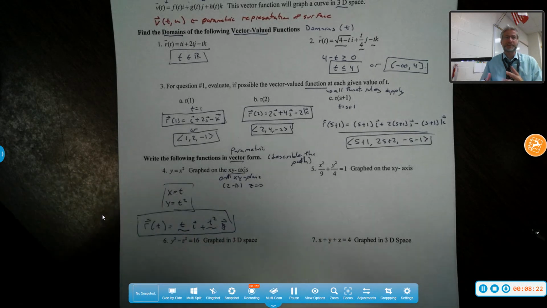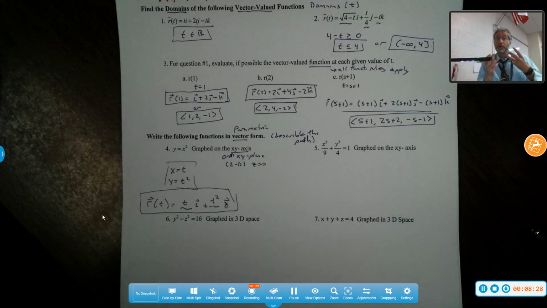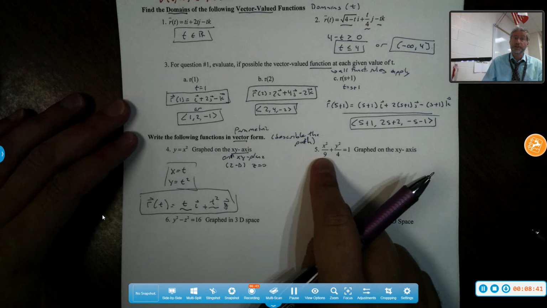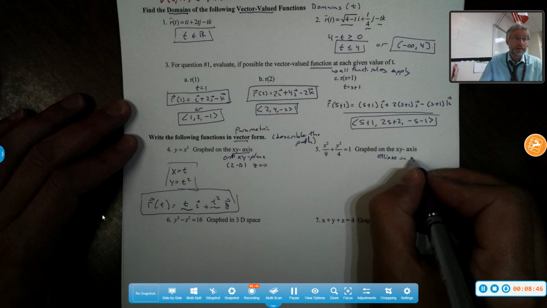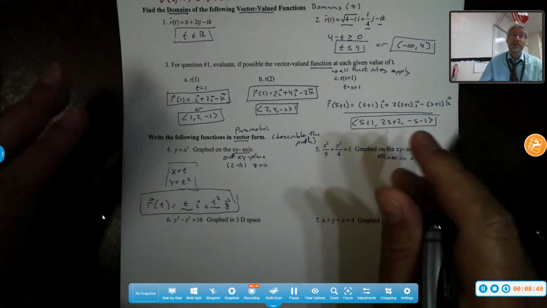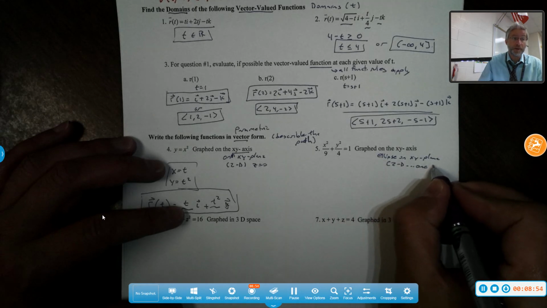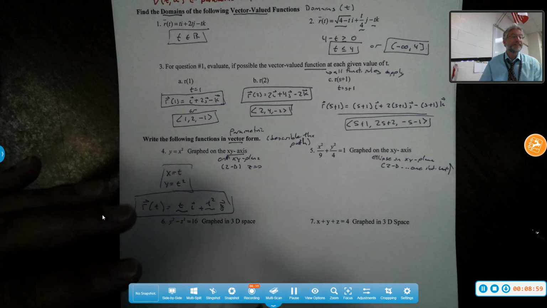So it's basically just more of an application, another way to write our parametrics as a vector. We've been talking about this for a few years now, that a parametric is a vector. It gives us direction. From that direction, we can find the length of a vector. All right, the next one, this should look familiar to us. This is an ellipse on the xy plane. So again, this is a two-dimensional graph, only in two dimensions, so there's only one independent variable right here. And we're going to use t for that.